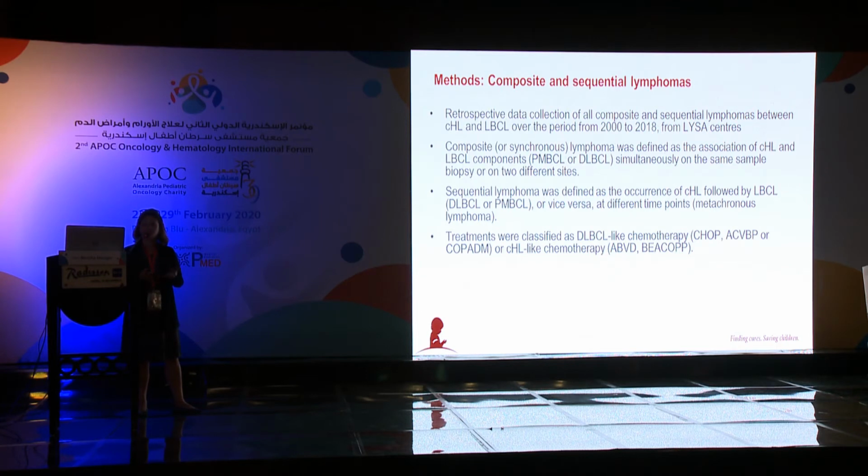Treatments were classified as either diffuse large B-cell-like, where they received either CHOP, ACVBP, or similar regimens, or Hodgkin-like, where they were treated with ABVD and similar regimens, and that was obviously according to what their primary presentation suggested. The treatment response was assessed according to the revised Cheson lymphoma criteria, so they were all classified with PET scan.